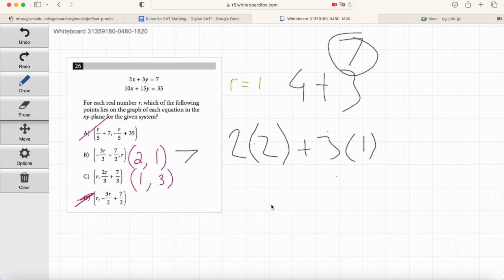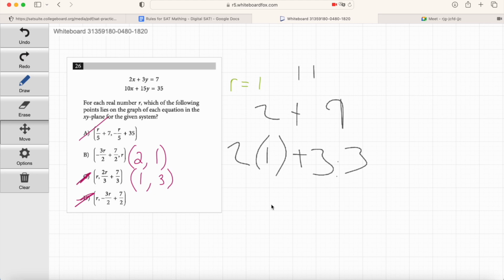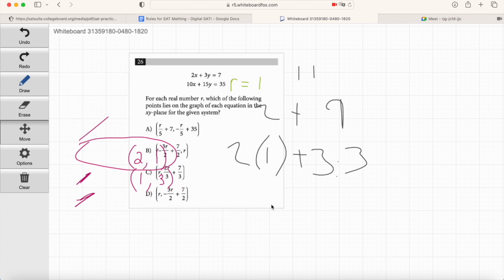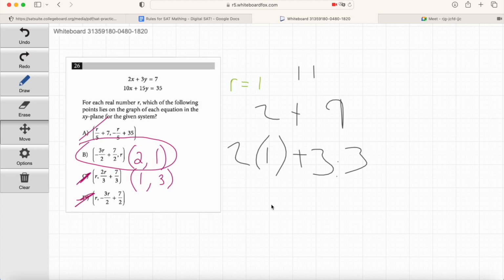Let's try answer choice C. Looking good. But I don't think this is going to work. Yeah, that's going to be 11. So we know it's not C. Woo! We can confirm answer choice B. There we go. Yeah. Questions about that?